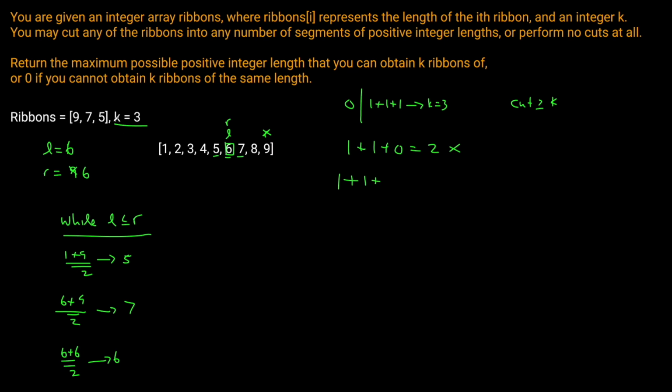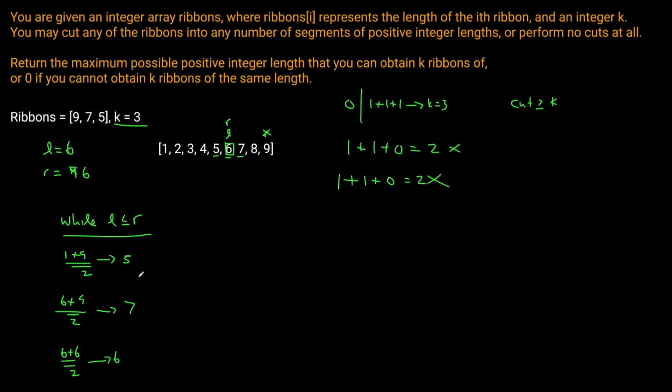And if we try 5, obviously we can't cut 5 and get a ribbon of length 6. So that means that we would just have to leave 5 as it is. So that means that we don't get anything back here. And again, we get 2, which is not greater than or equal to k, which is 3, the minimum that we need. So 6 is not a valid answer.